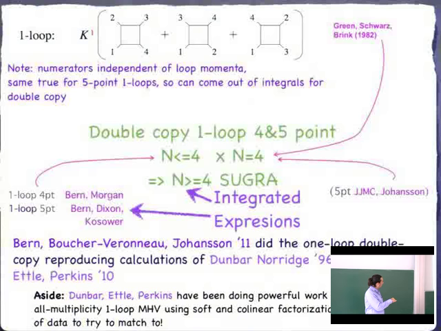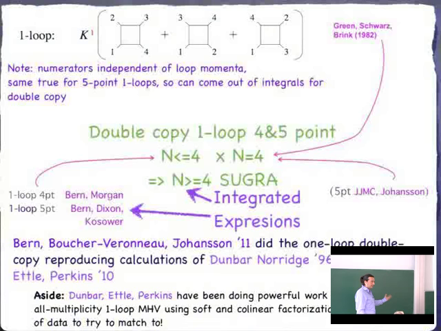And I should point out that this is just something to check out if you're interested in supergravity calculations. These guys are doing some really strong stuff in N=4 supergravity, all multiplicity, one loop MHV. They just got this past year all multiplicity. And the way they're going after it is using these notions of soft and collinear factorizations. And what's cool about this is if you want to get into the double copy game, this is some really fun all multiplicity data to try to match to. So there's data sitting out there to reach for.